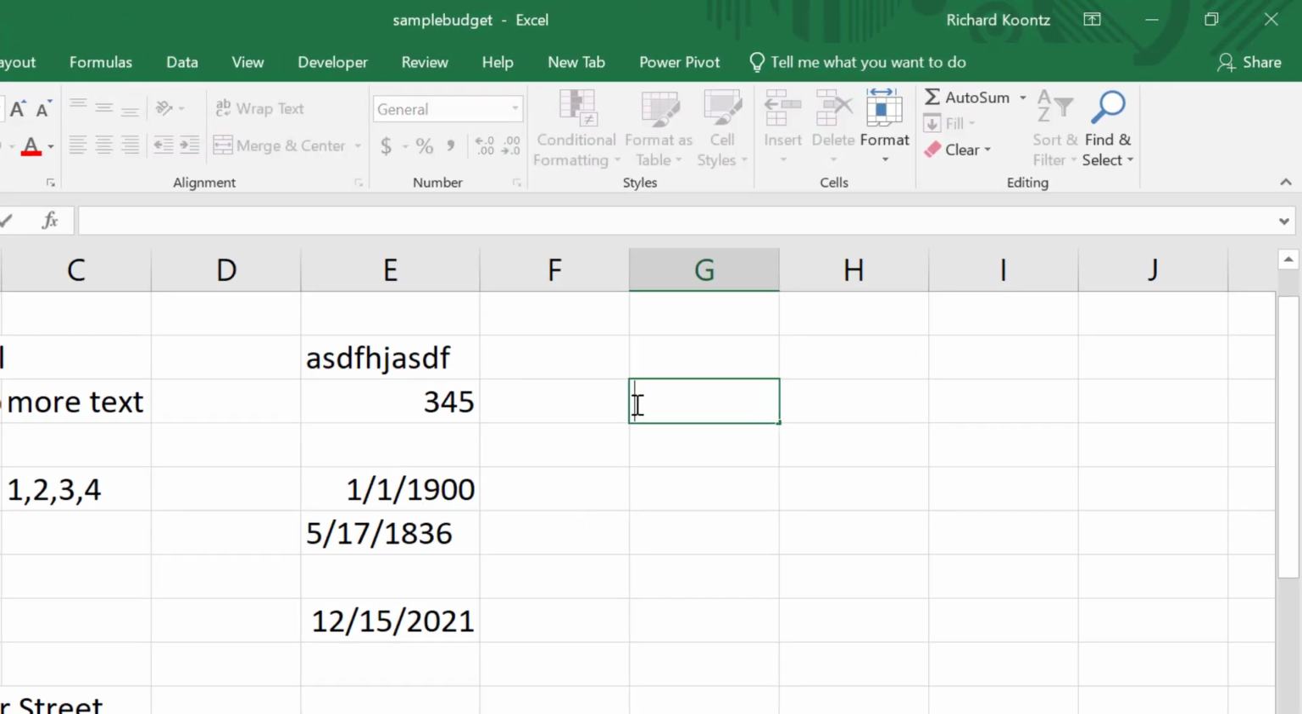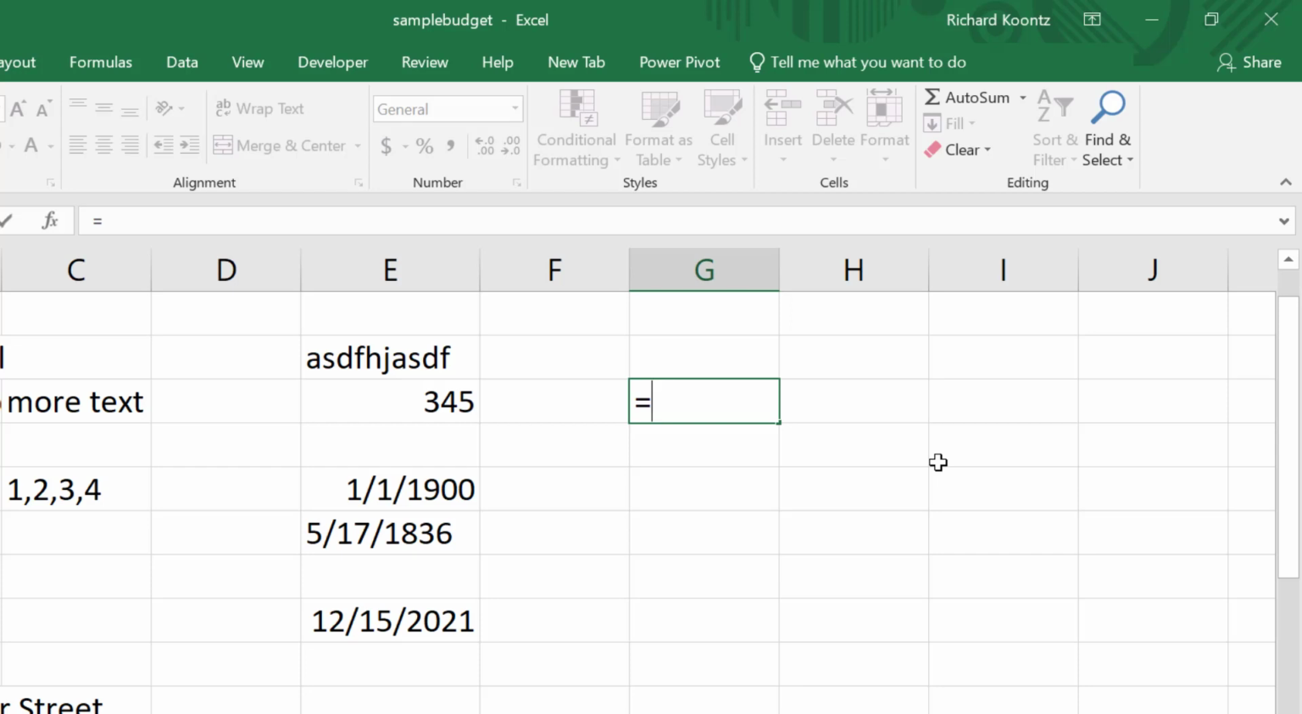If I wanted to add two numbers together, I could do a formula. All formulas start with the equal sign. The equal sign is going to tell Excel, this isn't a number, this isn't text, this is a formula. And then it will try to handle it as a formula instead of looking at it as numbers or text.